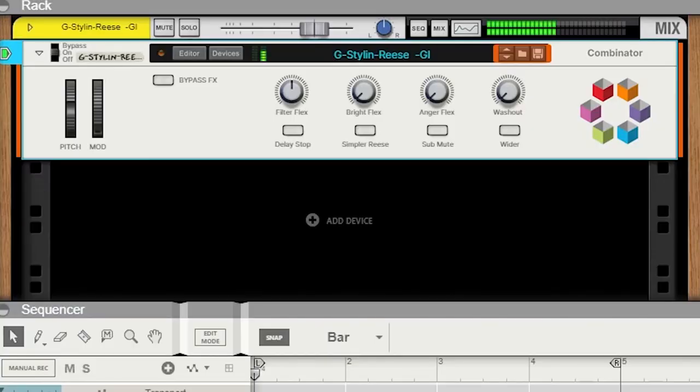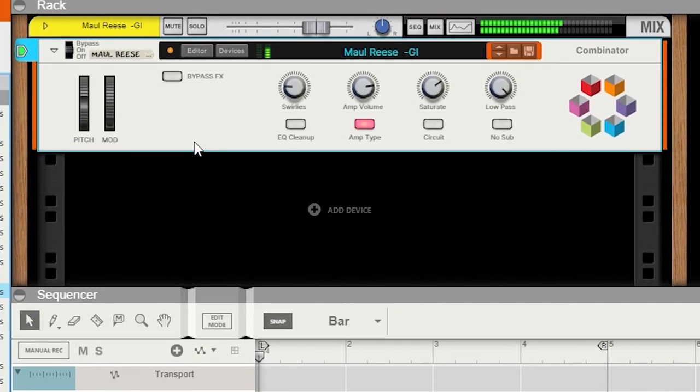There's definitely a lot of great Reese patches though. If you're looking for Reese basses and you don't want to do any of the work, Reason's got you covered, at least with that.